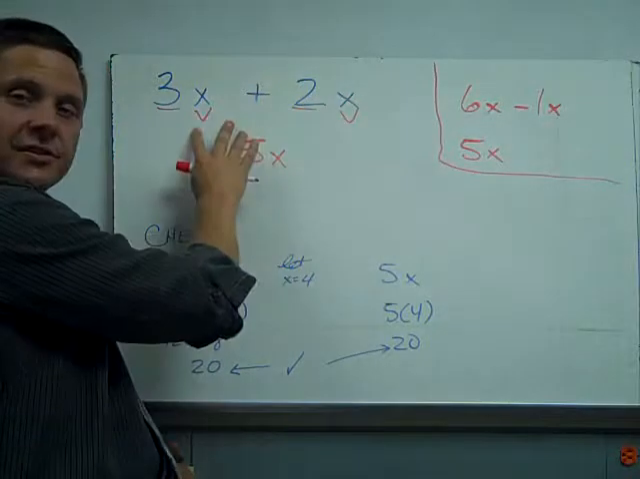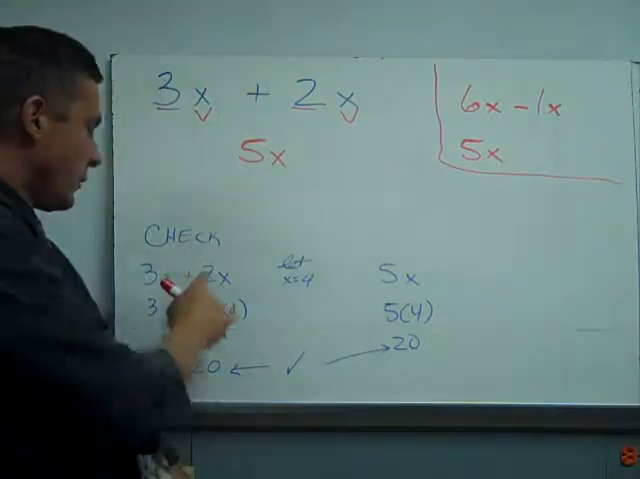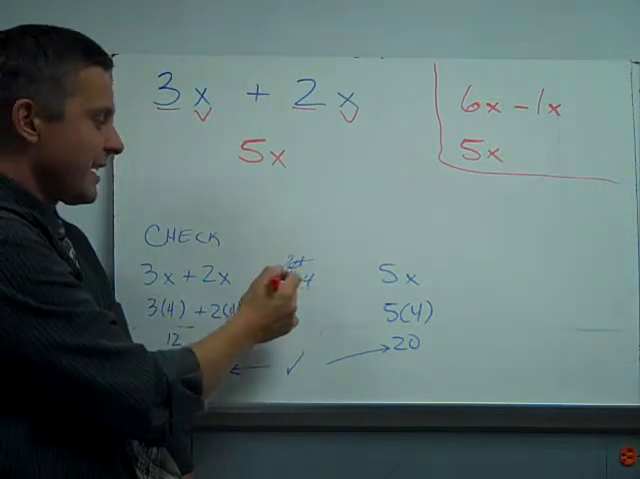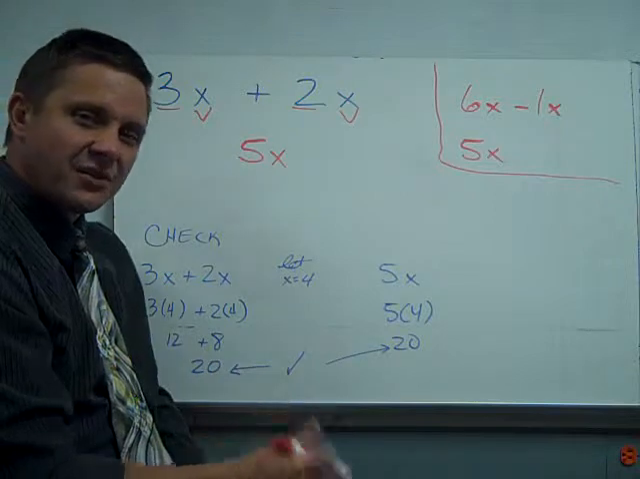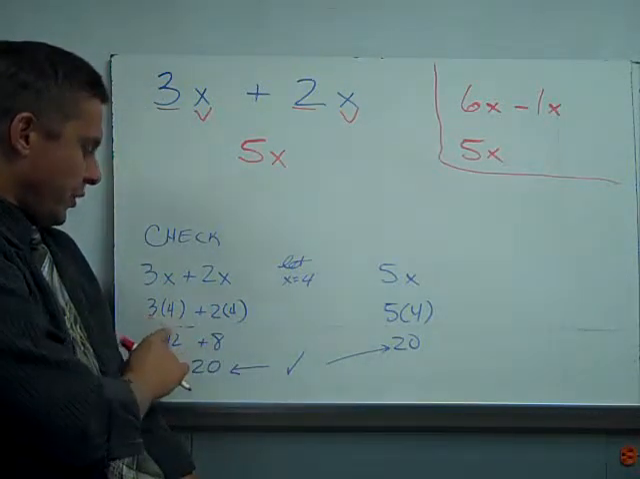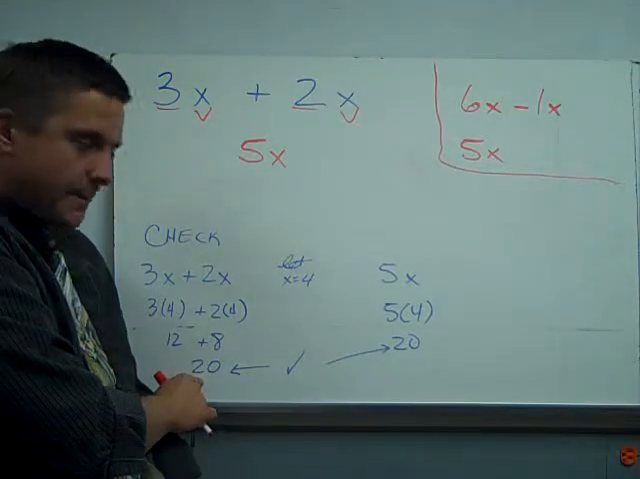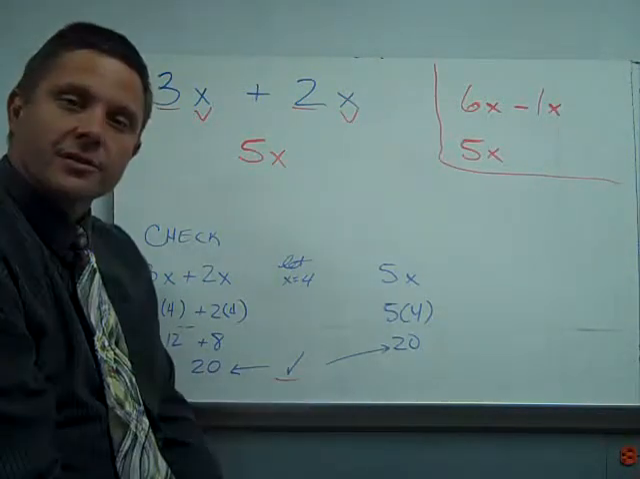But here we go back to this example. 3x plus 2x is 5x. Is that correct? Well, we can check it. Down here I said let x equal 4. And if you want to do a check on expressions, be sure not to pick 0 or 1, because weird things happen then. So I put in 4 over here, and if I plug in 4, I get 20. If I plug 4 into 5x, I get 20. And again, it checks out.